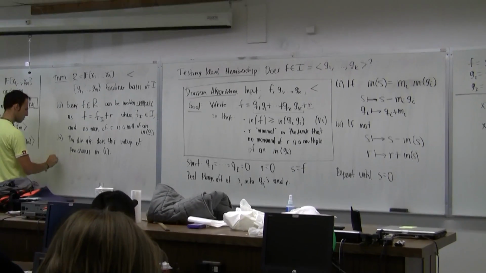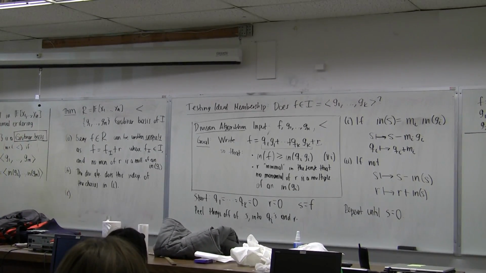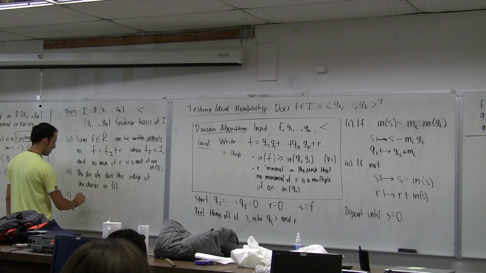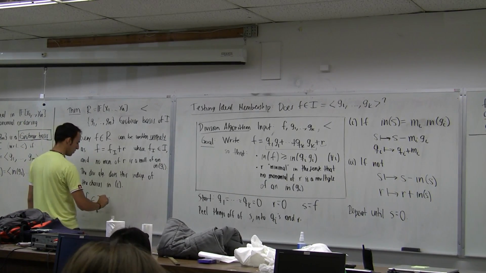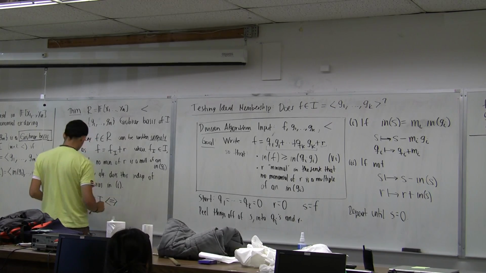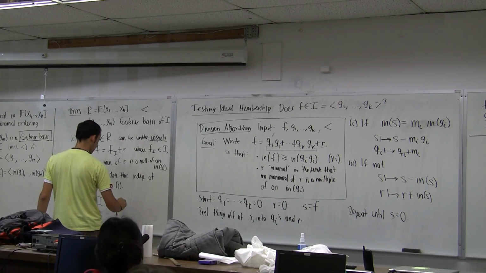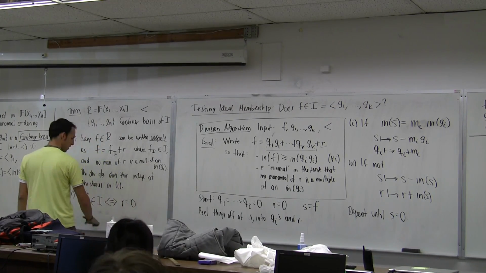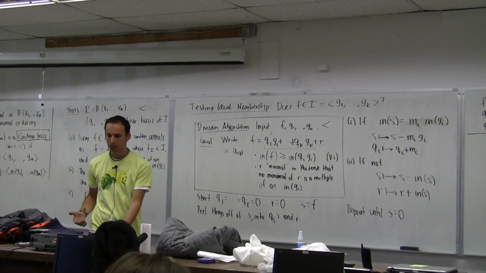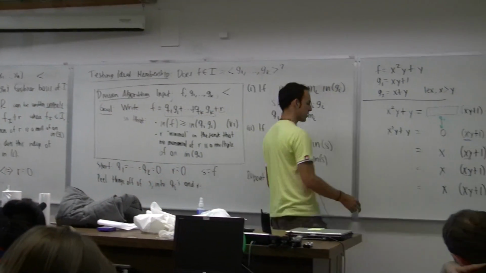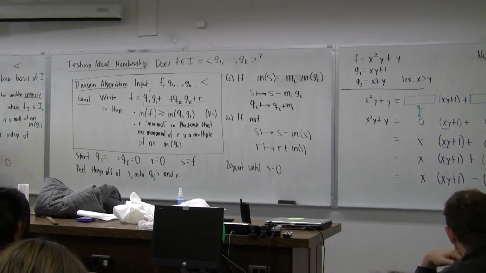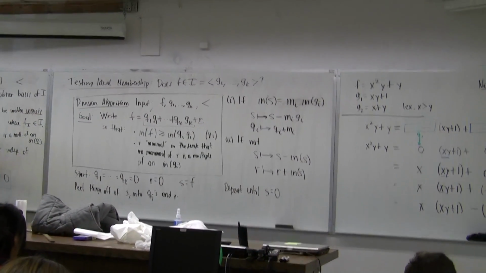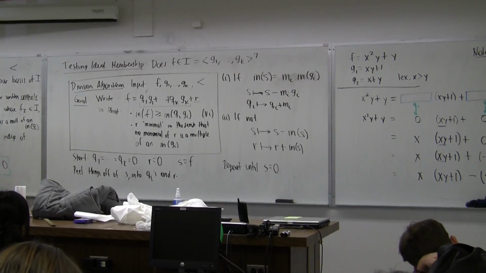And the third thing is that my polynomial f is in my ideal I if and only if this remainder that I get is 0. And so this is really my efficient way to test ideal membership. So this is ideal membership testing right here.